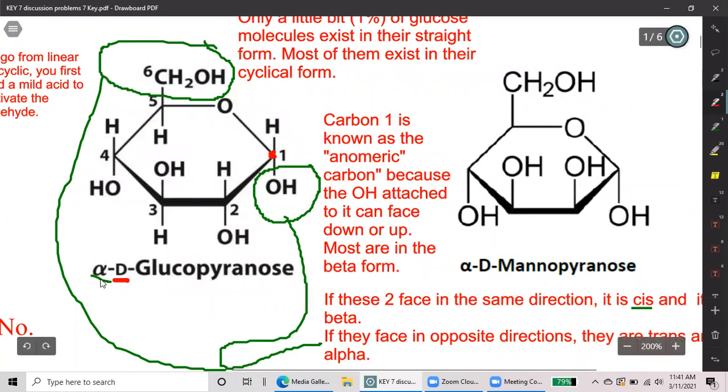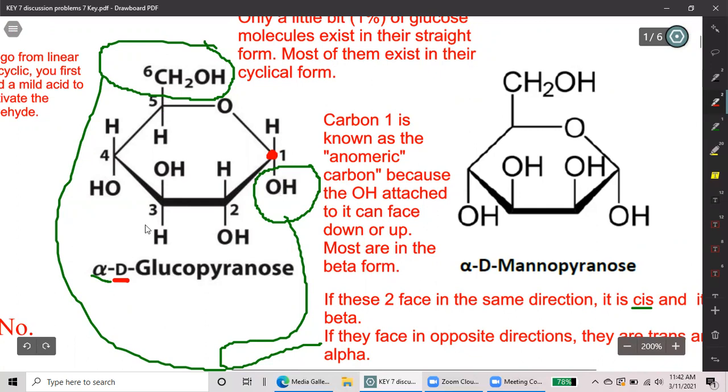Okay, so now this alpha. How do you know if something is alpha or beta? Well, we look at the anomeric carbon. This is our anomeric carbon right here. The alcohol group can either face down or it can face upwards on the anomeric carbon. Notice that I'm being very repetitive for you here, and that's because at the end of this discussion, I'm hoping that you'll have half of your vocabulary words memorized. That's why I'm being repetitive on purpose, okay? So this anomeric carbon has the alcohol group. It can face down or it can face up.